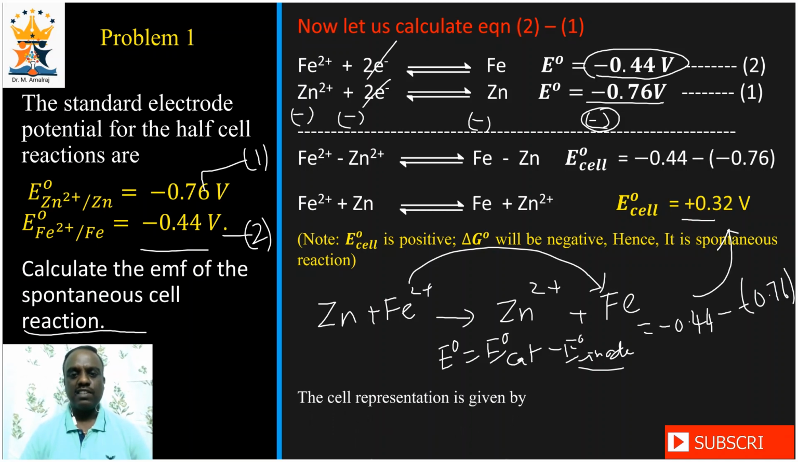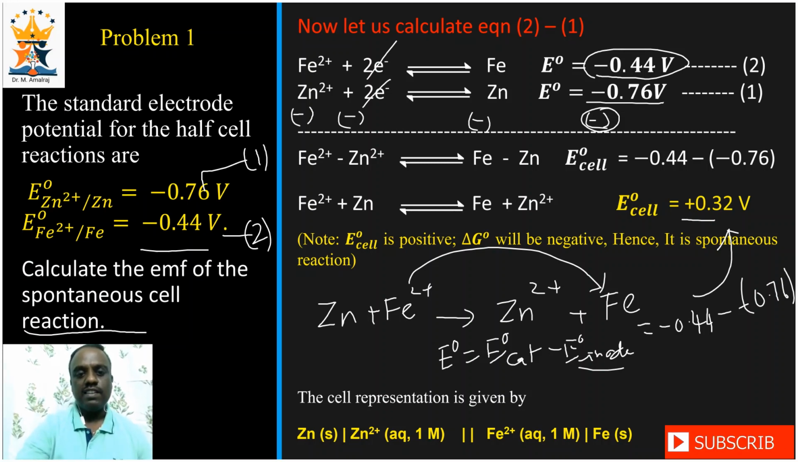The cell representation can be given like this. Since Zn to Zn2+ acts as the anode, it is written in the oxidation half cell, and the Fe2+ to Fe couple is the reduction half cell, it is written on the right hand side of the salt bridge.